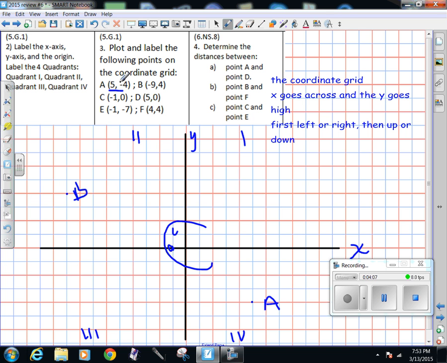The next one, oh wait, I've got to do this next one. So 1, 2, 3, 4, 5, 0. So that's D. So the next one says, what is the distance between point A and point D? So when I count distances on the graph, I have to count from one point to the next. That's 1, 2, 3, 4. So the distance from A to D is 4, and you have to do that with all of them.